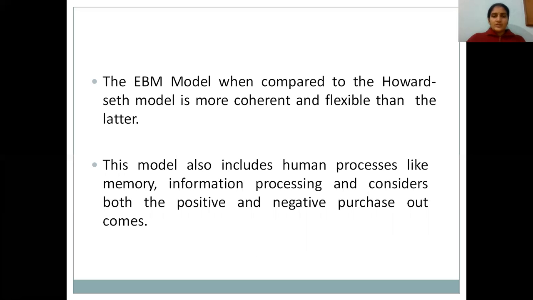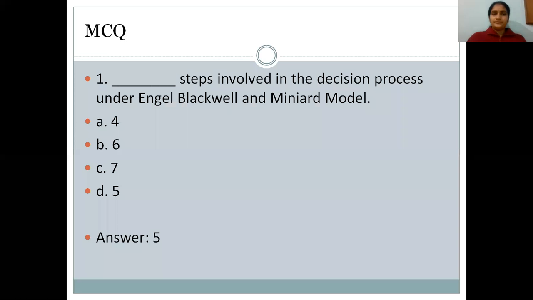This model also includes human processes like memory and information processing, and considers both the positive as well as negative purchase outcomes. So here it not only concentrates on the final purchase outcome, but it analyzes whether the purchase is positive or negative, whether the customer is satisfied or dissatisfied. This aspect is also considered under this model.